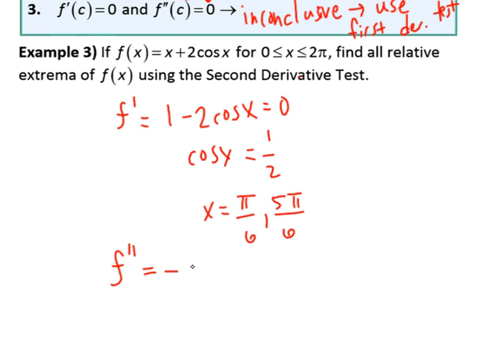Oh, what did I do wrong? I did something wrong. I'm sorry, guys. Okay, hold on. This is supposed to be a sine. I'm reading my notes wrong. I apologize.